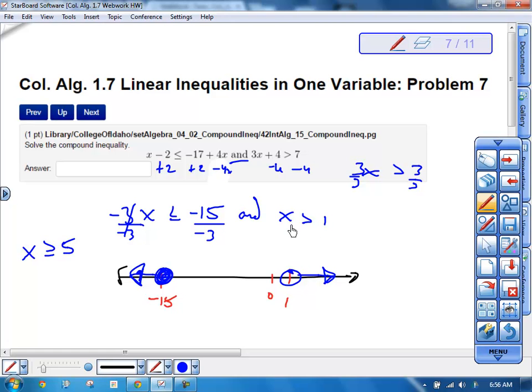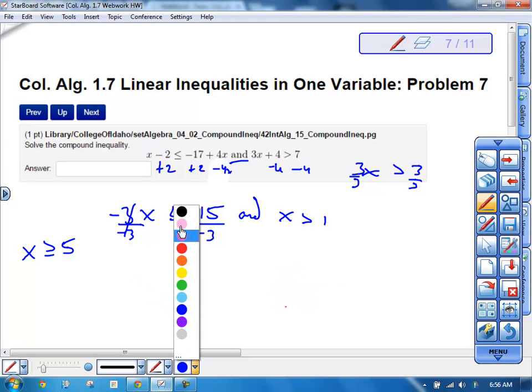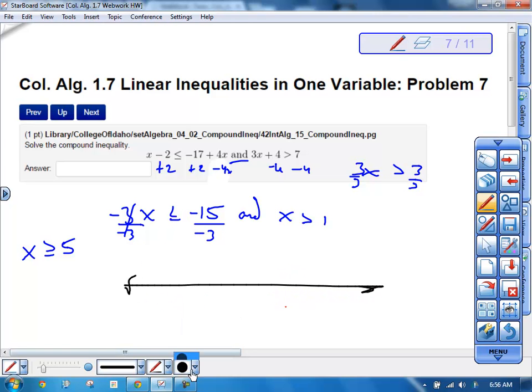We need x to be bigger than 1 and greater than or equal to 5. So let me redo this number line. We have 1 right here and 5 right here. We need x to be bigger than 1, so that's an open circle. And then we have a closed circle at 5, and we want numbers in between. And they want that as a compound inequality, not an interval notation. So we'll do 1 is less than x is less than or equal to 5. I know you have to enter in your less than or equal to as less than equal to, like that.